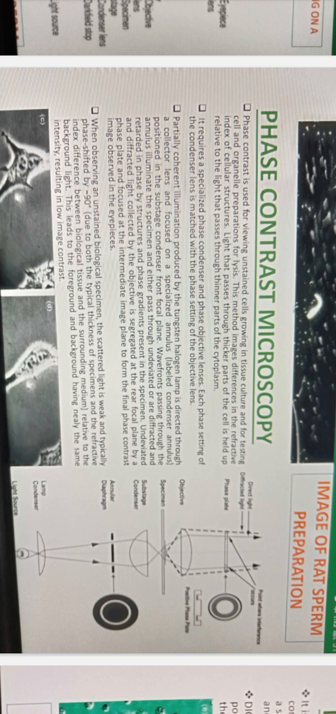Partly coherent illumination produced by the tungsten halogen lamp is directed through a collector lens and focused on a specialized annulus, positioned in the substage condenser front focal plane. So wavelengths passing through the annulus illuminate the specimen and either pass through undeviated or are diffracted and refracted in phase by structures and phase gradients present in the specimen. Undeviated and diffracted light collected by the objective is segregated at the rear focal plane of the phase plate. Okay.